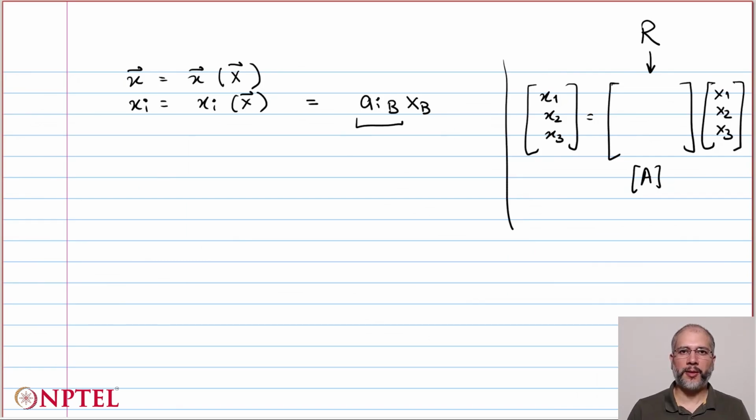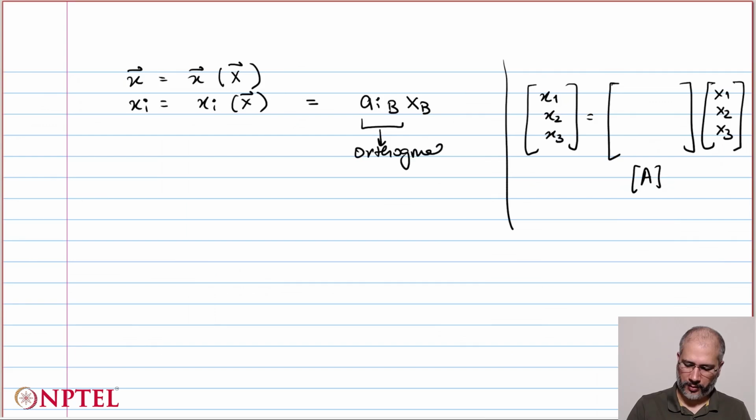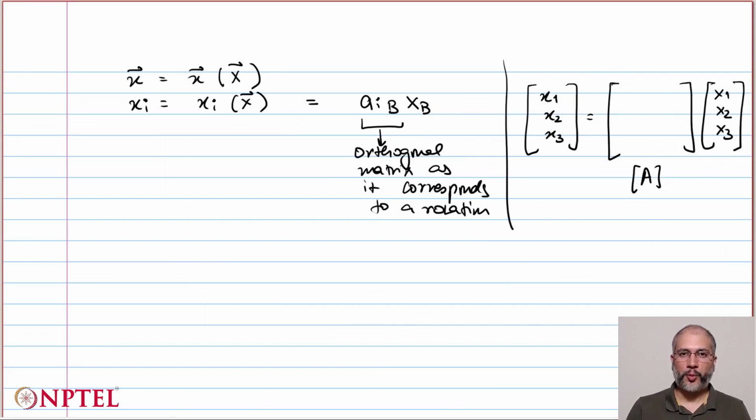So rotation of a vector in a transformation or deformation is basically as if your coordinate system has rotated. So this matrix here is an orthogonal matrix as it corresponds to a rotation. Now, of course, we can have other kinds of transformations as well. They'll all be linear, but they'll be of different types. But this is a special case that we are taking, and that corresponds to rigid body rotation.